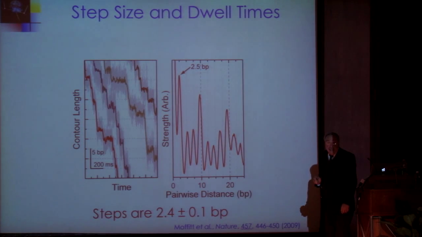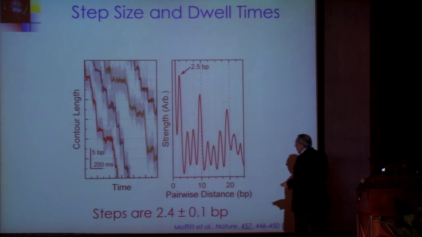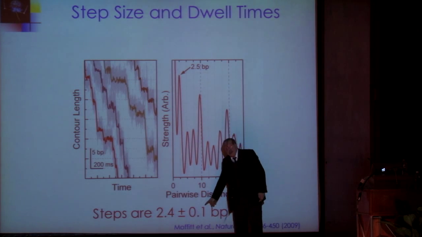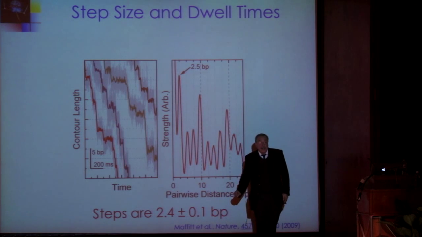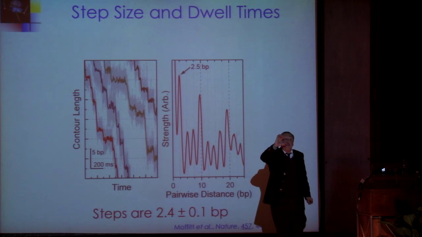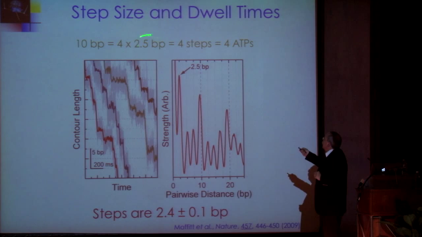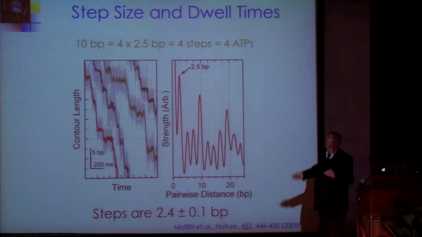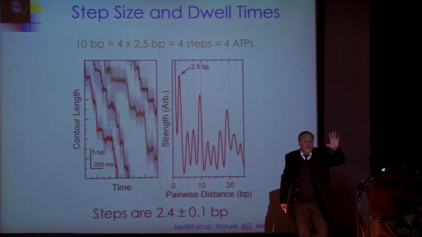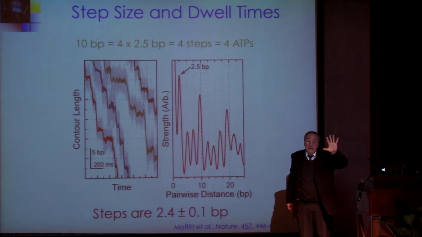Which incidentally is the standard error of the mean in this experiment, which means that it's 0.3 of an Angstrom. And since there are 10 base pairs in a burst, it follows that 4 times 2.5 or so base pairs make 10 base pairs. But I told you that there are 5 ATPases in this ring. So what happened with the 5th ATPase?